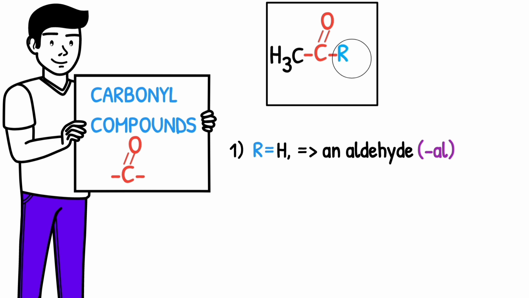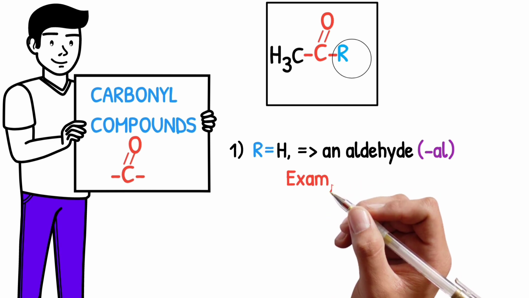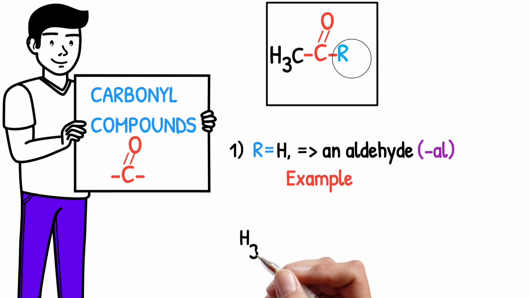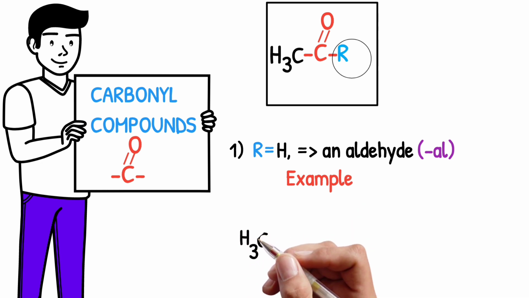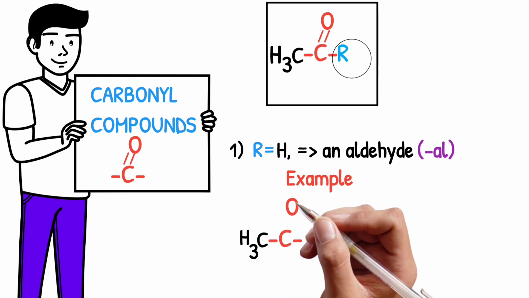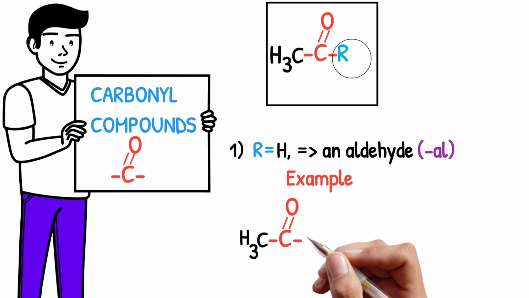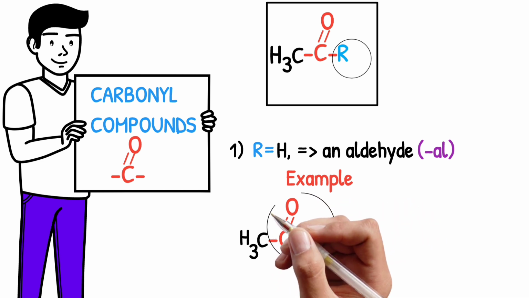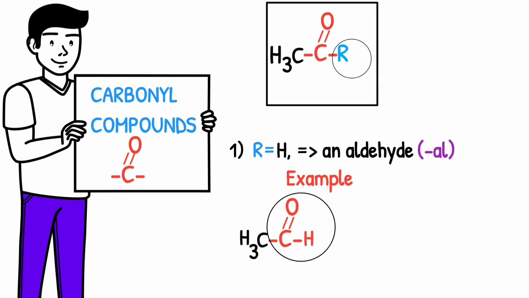Let's look at an example. This is the example we have. We are going to copy out our methyl group. We are copying the formula the way it is. We are copying our boxed formula, and we are going to replace our R with hydrogen. We have replaced our R with hydrogen, and that is the aldehyde functional group. The one we have circled is the aldehyde functional group.